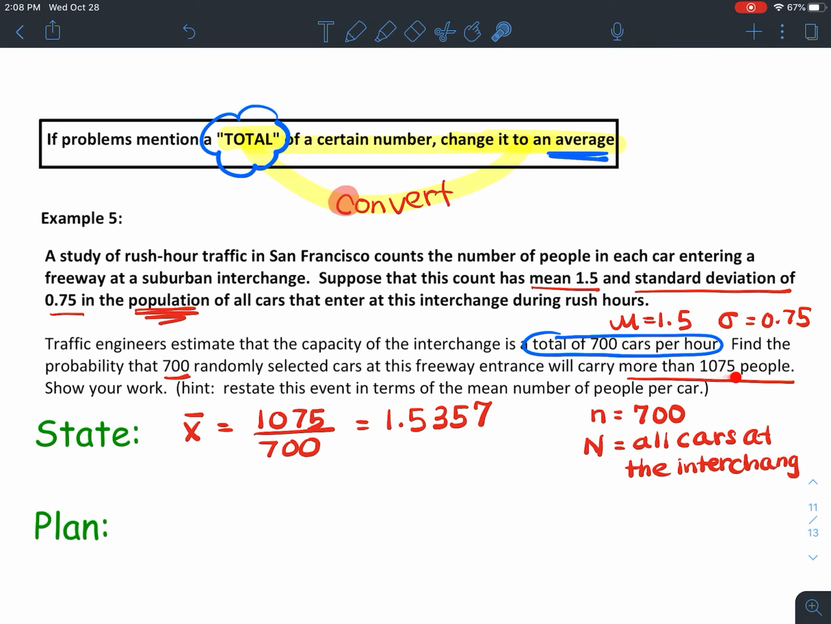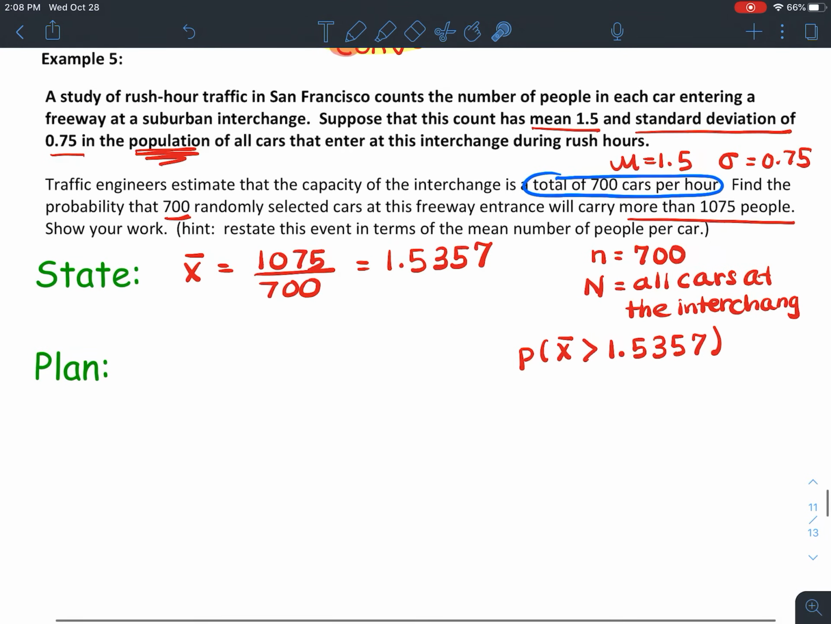This is what I mean by converting the total over to an average. We're taking the total amount of people, dividing by the total amount of cars, and so what we're really after is the probability that there would be more than 1.5357 people on average in each car. That's what we're looking for. So that's the state step, when you state the given information and state the probability you're asked to find, and in this case we had to do a little bit of a conversion first.